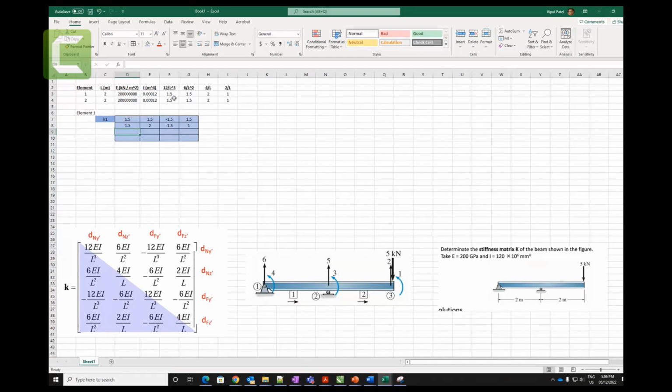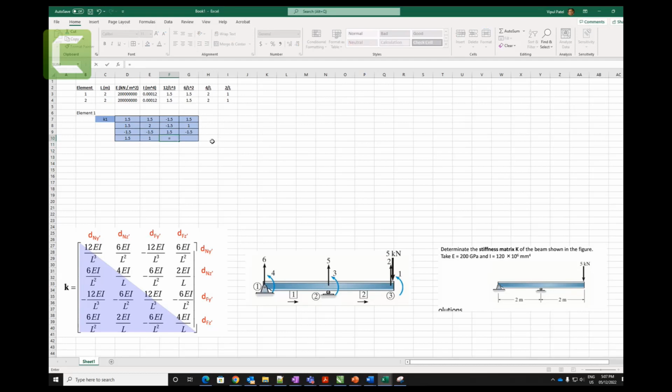Minus 12 on L cubed. Minus 1.5. Minus 6 on L squared. Minus 1.5. 12 on L cubed, positive. Equal to 12 on L cubed positive. Minus 6 on L squared. Equal to positive 6 on L squared. 6 on L squared. 2 on L equal to 2 on L.